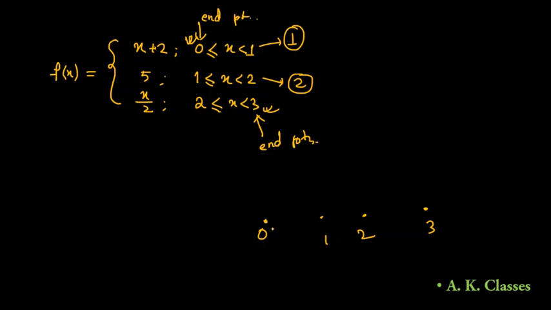That means when it is in between 0 and 1, the function takes the value x plus 2. When it is in between 1 and 2, it takes the value 5. When it is in between 2 and 3, it takes the value x by 2. This is the function. Okay, this is our function. Fine. Now you are asked to check the continuity at the point 1 or at the point 2.